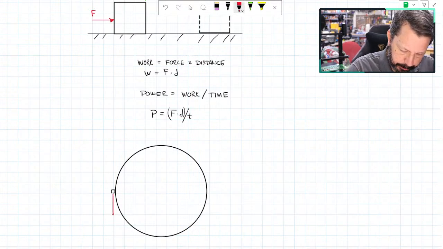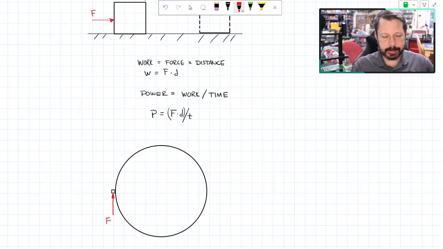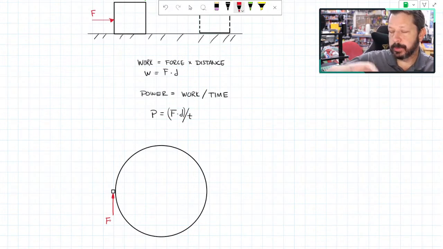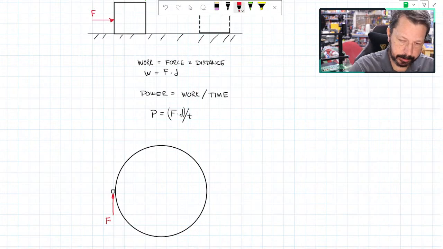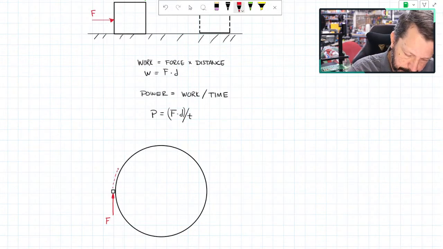And we're going to apply force to it. But instead of it sliding on the flat ground that I drew the first time, it's going to move around the arc here. So it's going to go around here. Let's just go to right there.